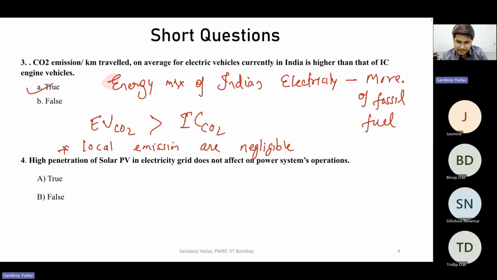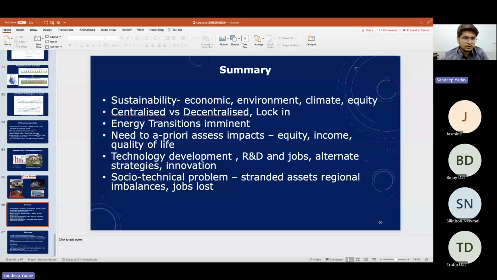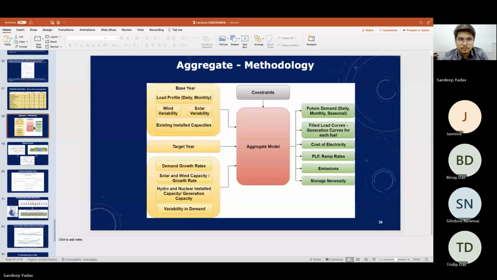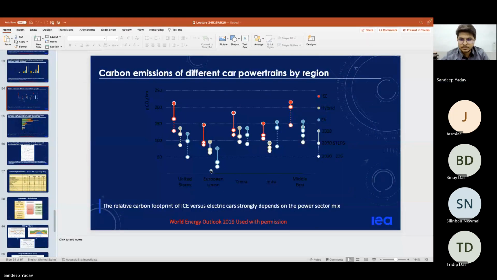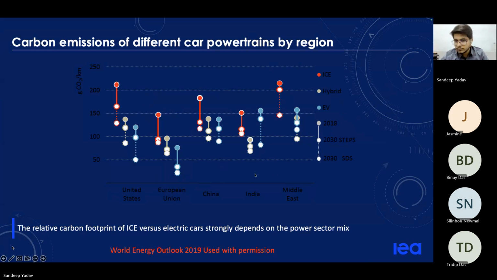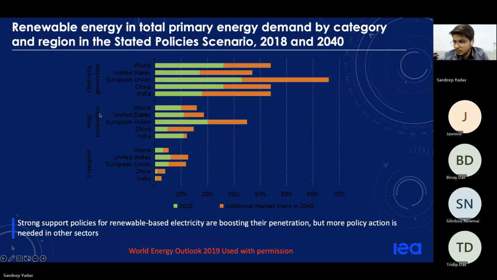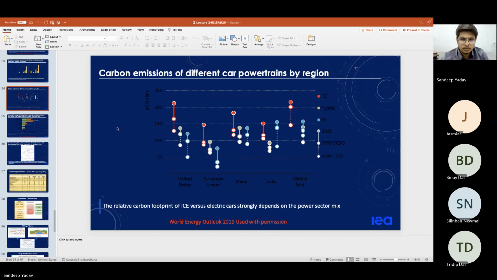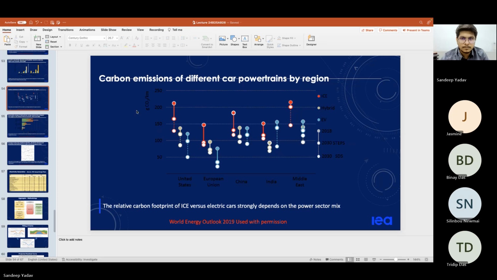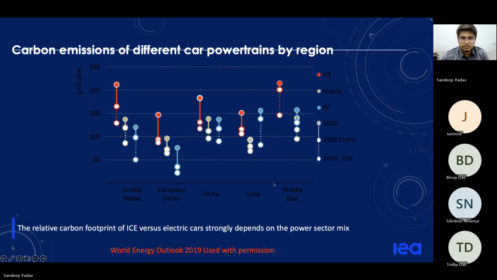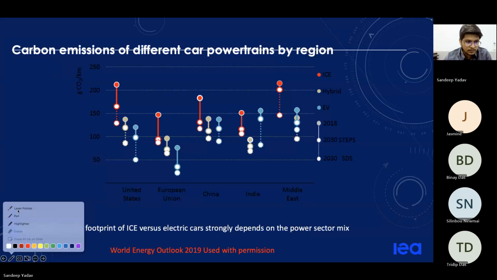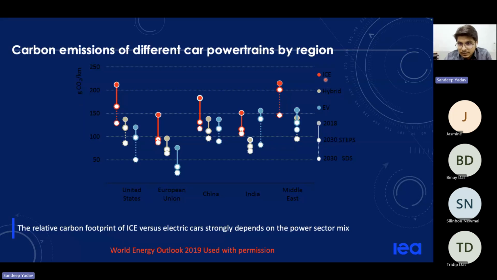There is one slide I think to go through this once. If you see that graph by IEA, this one, is it visible? Yes. So carbon emissions of different powertrains by region. If you see the Indian region, then yes, here you will see. EVs are the blue dots, and the IC is the red dots.